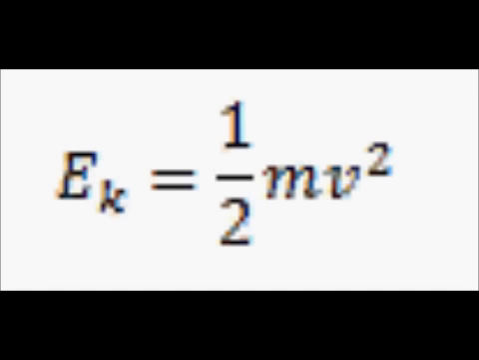Hello, this is an attempt to derive the kinetic energy equation often quoted in physics books. Kinetic energy is equal to a half mv squared, so the kinetic energy of a particle is equal to half its mass times its velocity squared. Velocity is just like its speed in a given direction. I'm going to prove this using nothing else apart from Newton's second law and a bit of calculus.